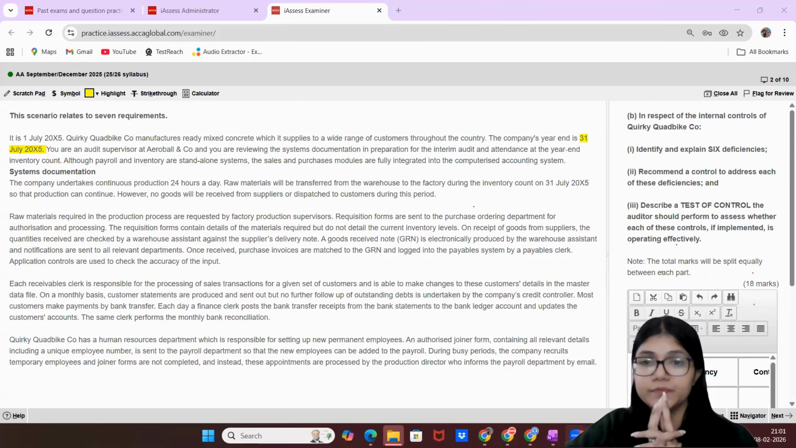Tell me, what should technically happen? I think the auditor needs to be present during the inventory count so that he will make sure that all the processes and the procedures are being followed.